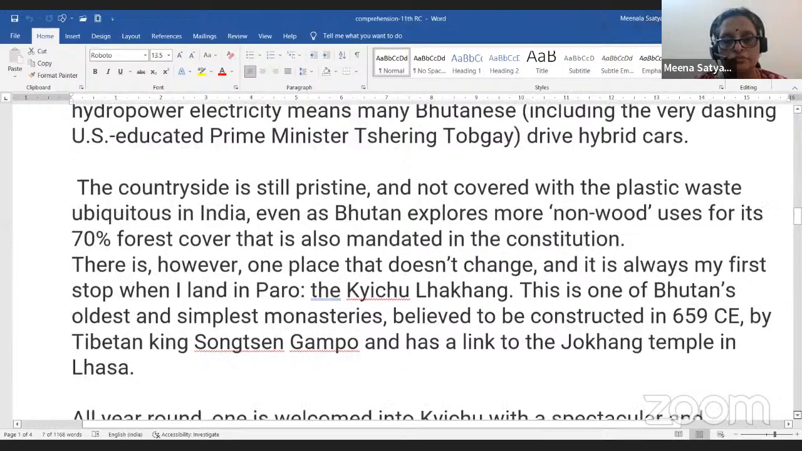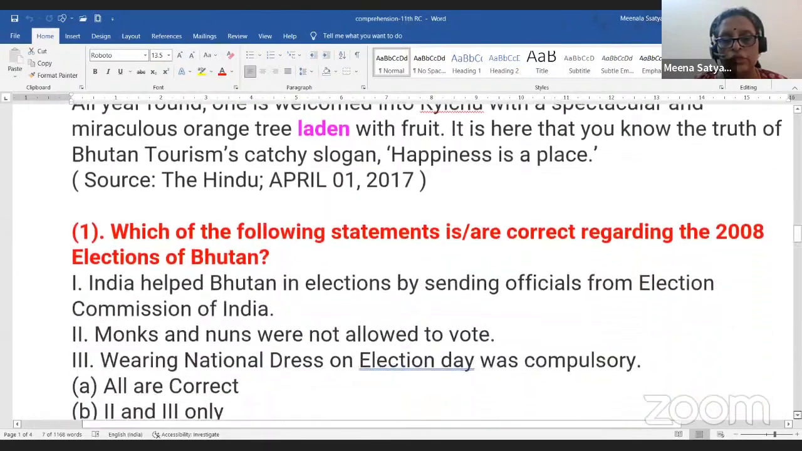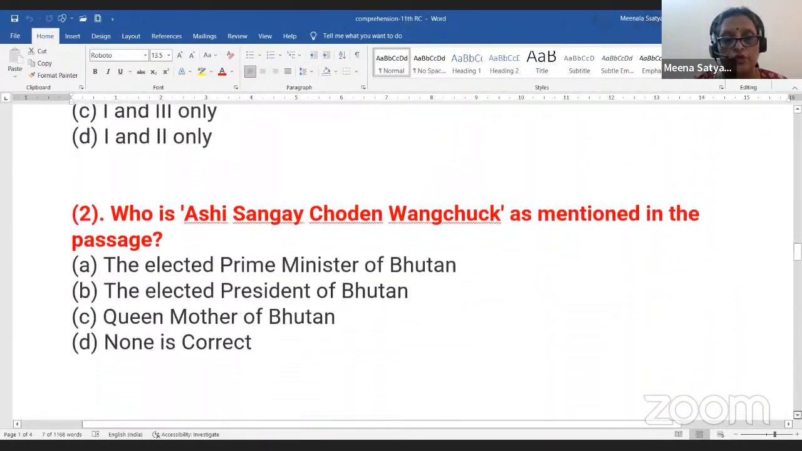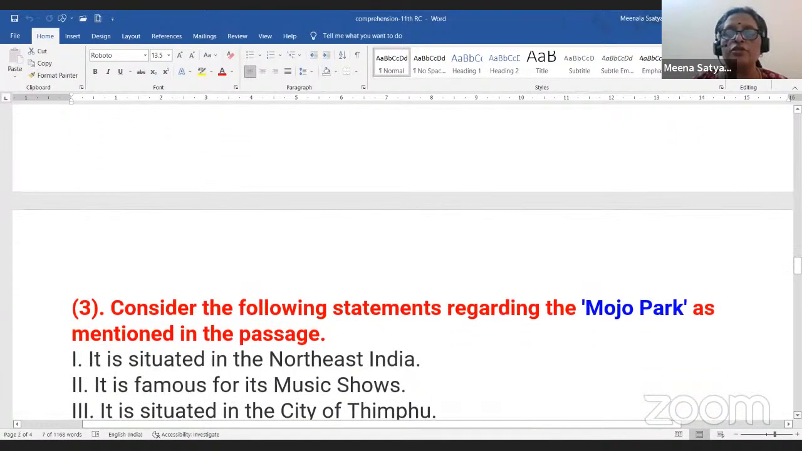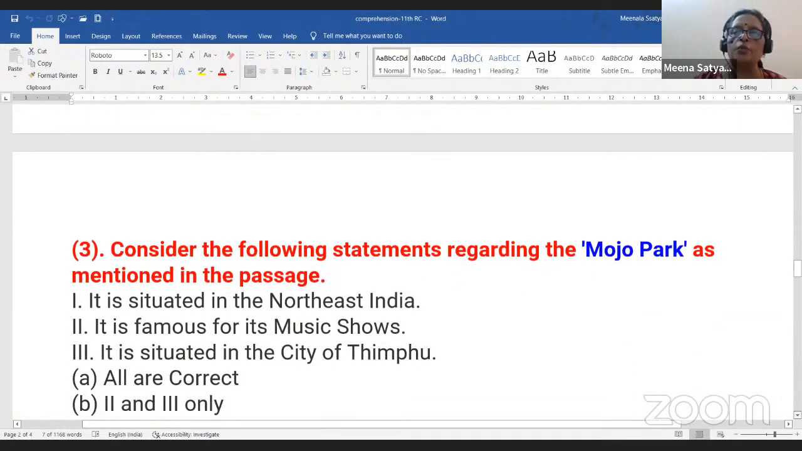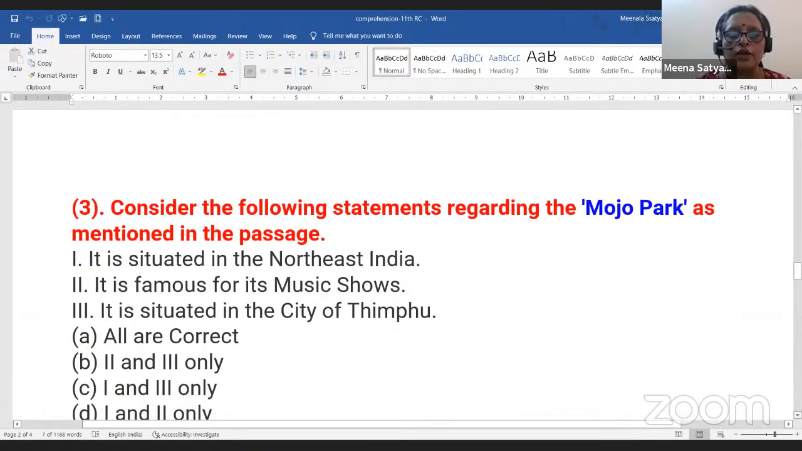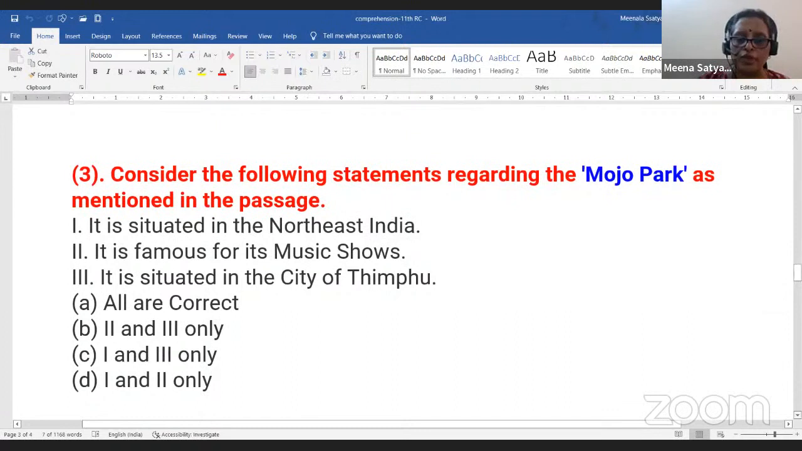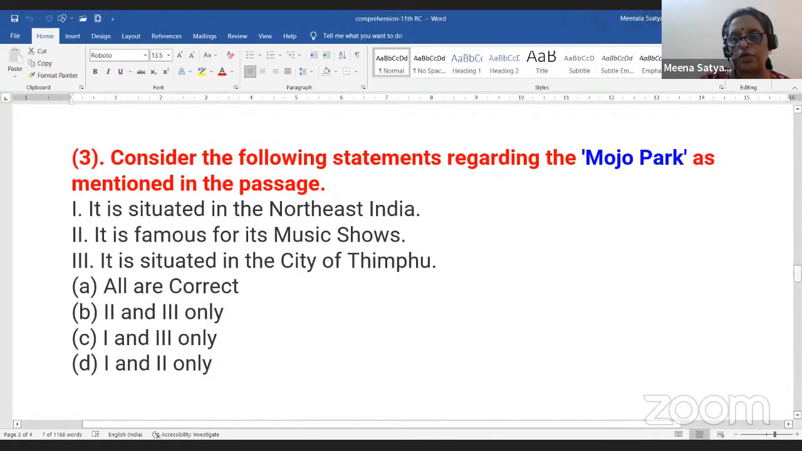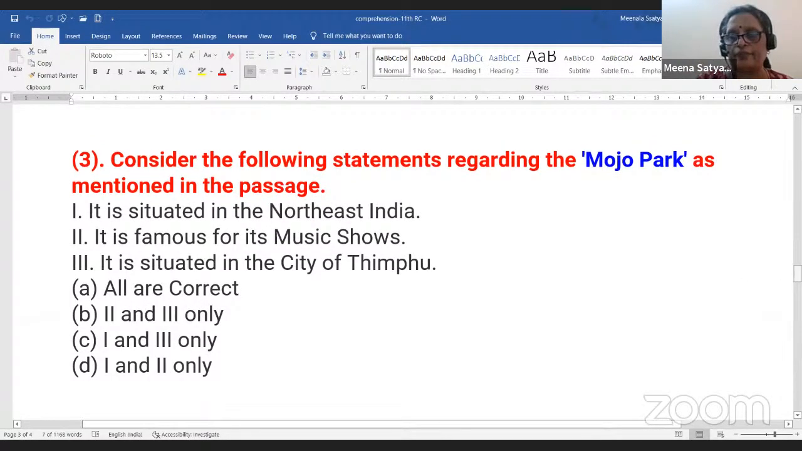So we already finished 2. Now the third one. Consider the following statements regarding the Mojo Park as mentioned in the passage. It is situated in northeast India. It is famous for its music shows. It is situated in the city of Thimphu. All are correct. Second and third only. 1 and 3 only. 1 and 2 only. So northeast, music, Thimphu. So let's go back.